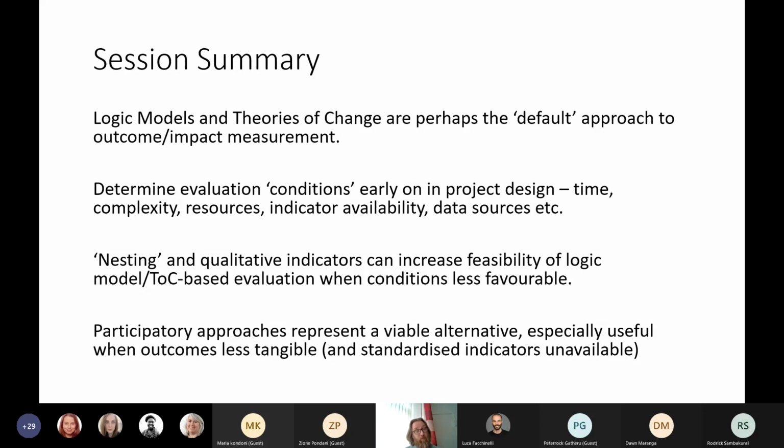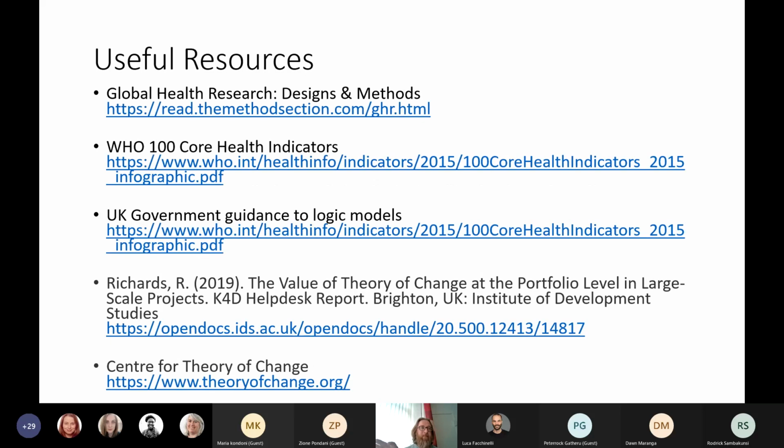The use of qualitative indicators to capture intangible or quite complex outcomes that are not easy to measure, or indeed where you have limited time to measure such things, and where it makes sense to set aside that linear logic model approach to outcome measurement altogether and perhaps employ participatory approaches. They're certainly a viable alternative.